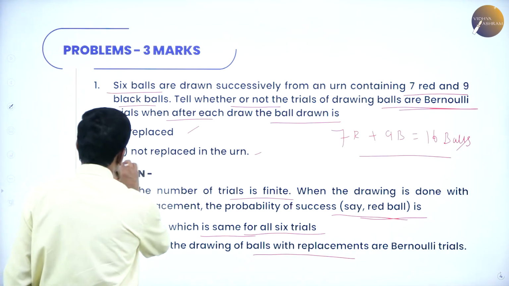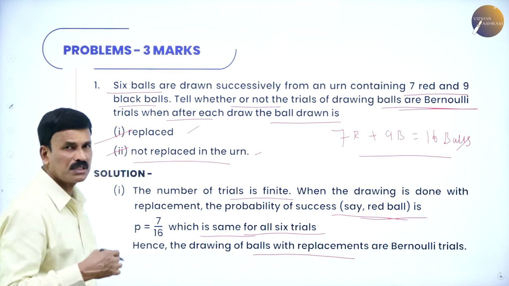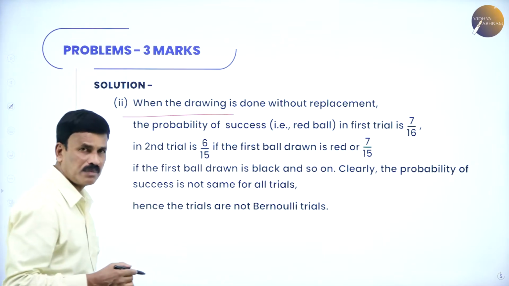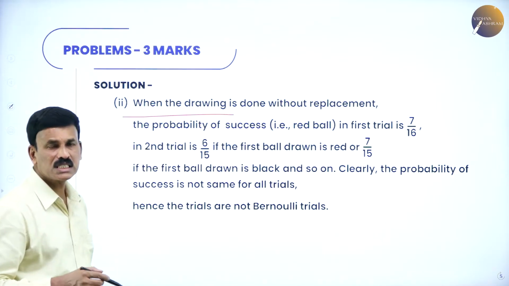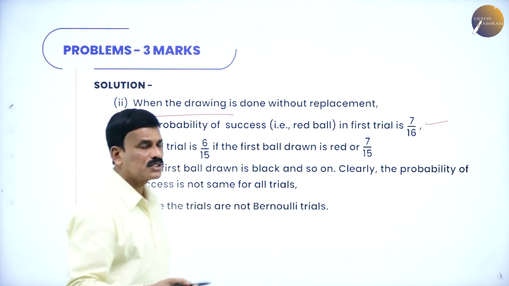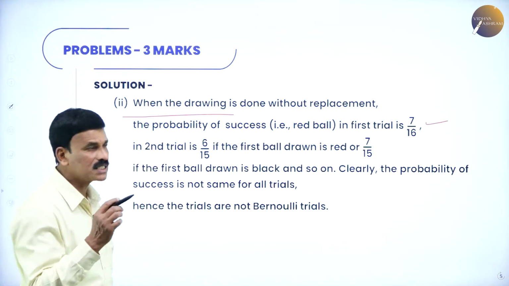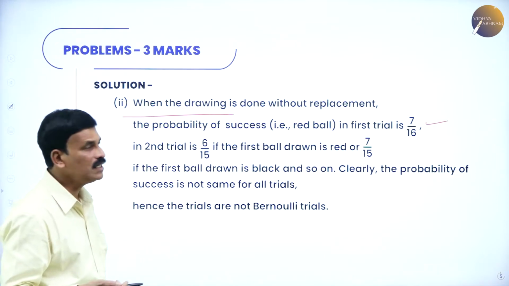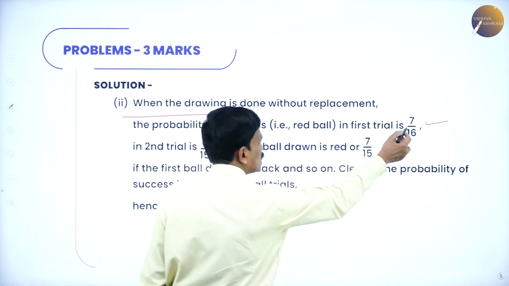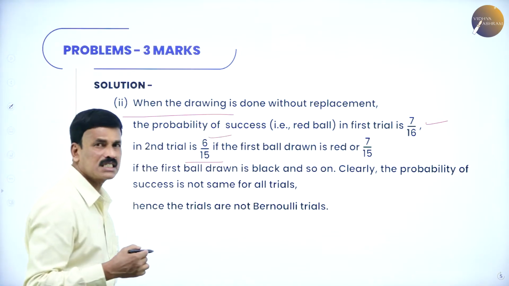Now, let us come to the second case. What is the second case? Without replacement, the ball is not replaced. When the drawing is done without replacement, the probability of success, that is getting a red ball, in the first trial is 7/16. Suppose you draw a ball; in the second trial, since one ball is taken out, it is 7 minus 1 is 6, divided by 16 minus 1 is 15. In the second trial, it is 6/15.